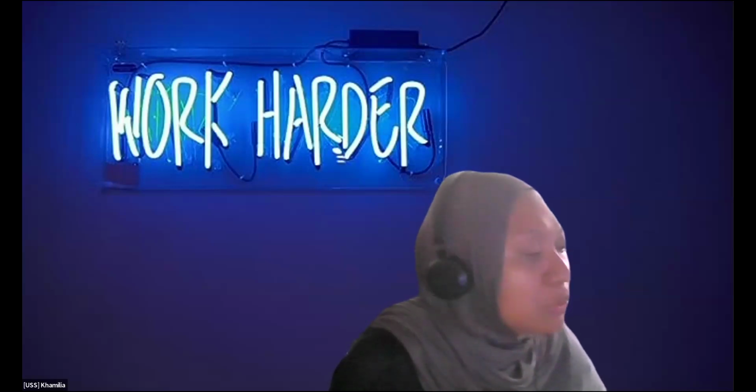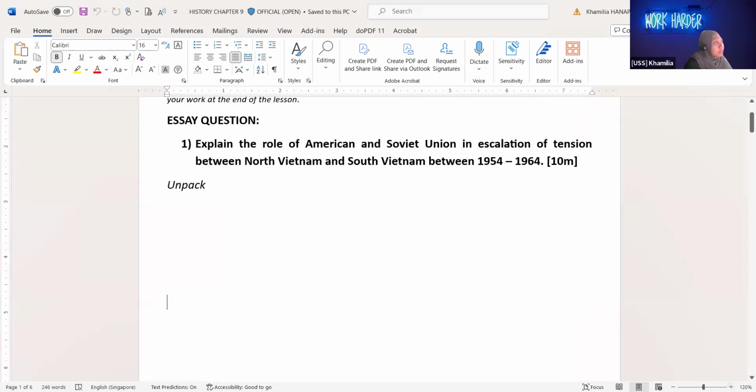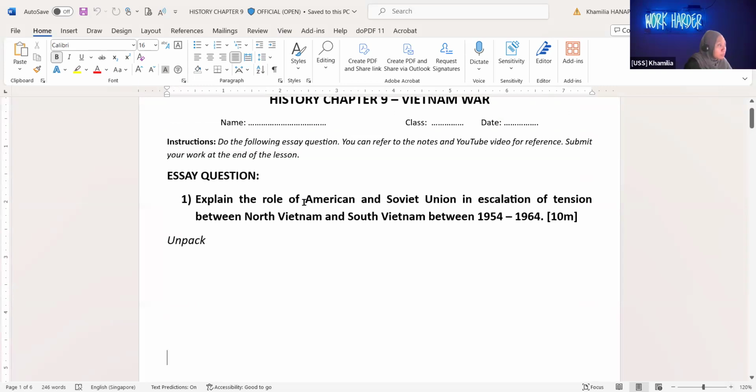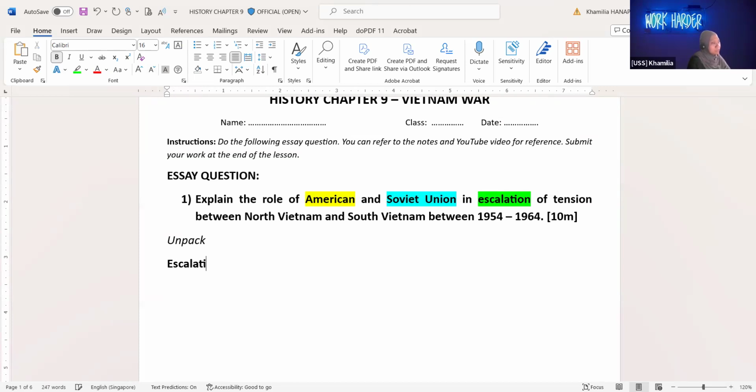Now the other thing that you should have is this particular essay. It says here, explain the role of America and Soviet Union in escalation of tension. I want you to highlight America, obviously democratic, and Soviet Union, obviously communist. What is the meaning of escalation? The one in green. The meaning of escalation is increased tension.